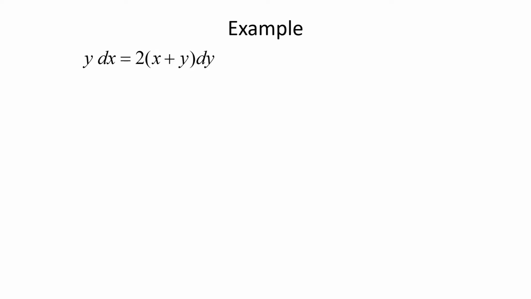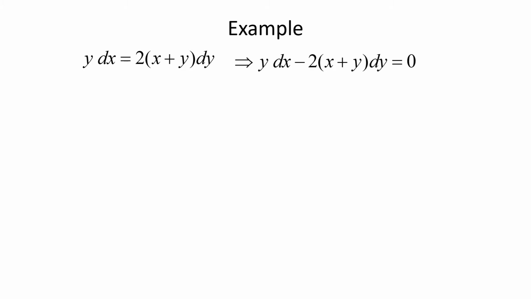So let's look at an example. We have y dx equals 2 times (x plus y) dy. The first thing we want to do is write this in differential form, so we want everything to be on the same side of the equation. So we'll subtract the 2(x plus y) dy to the other side. So y dx minus 2 times (x plus y) dy equals 0.